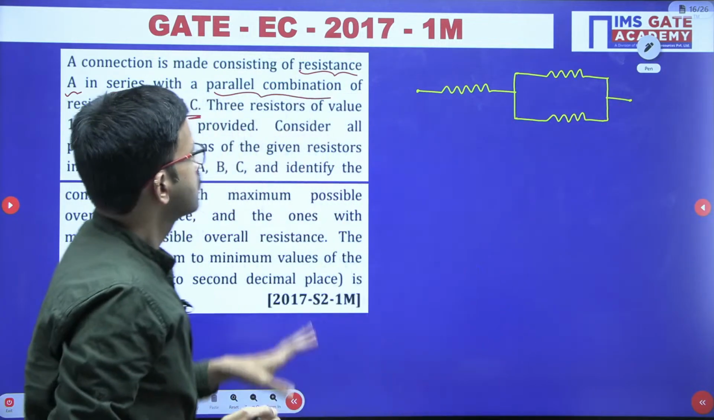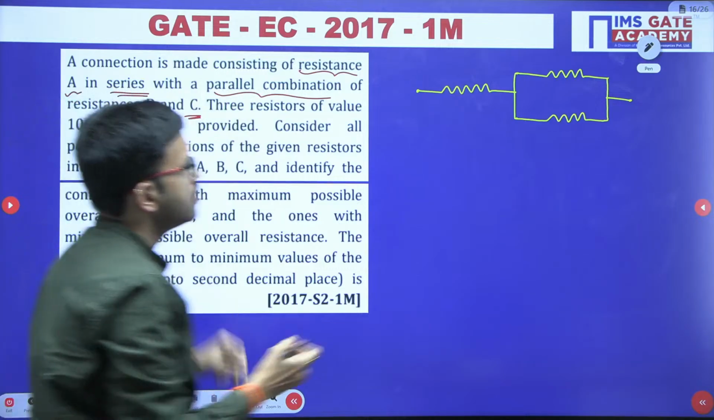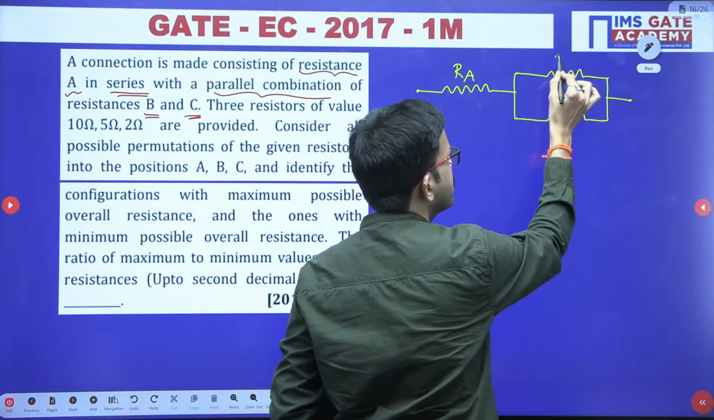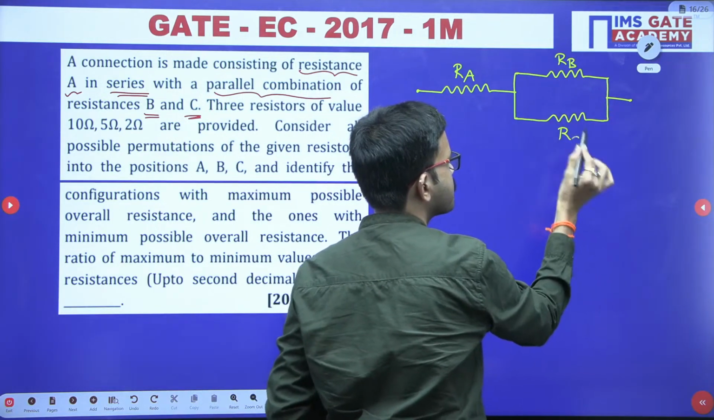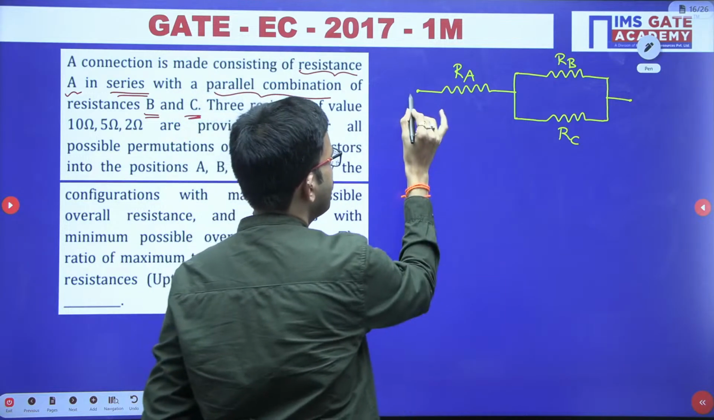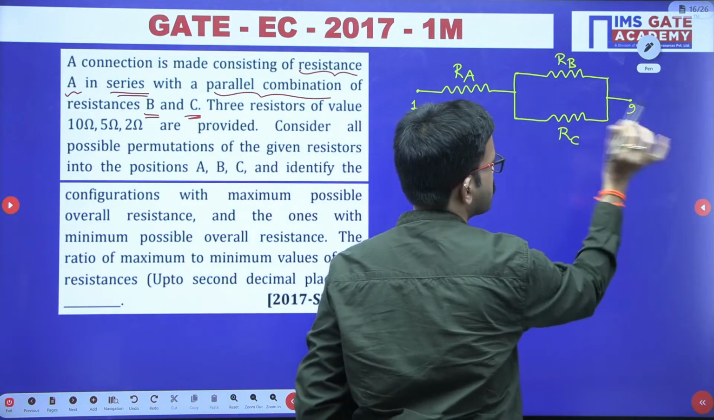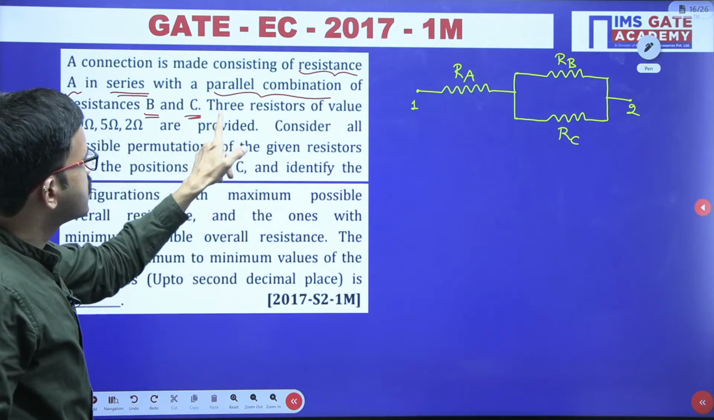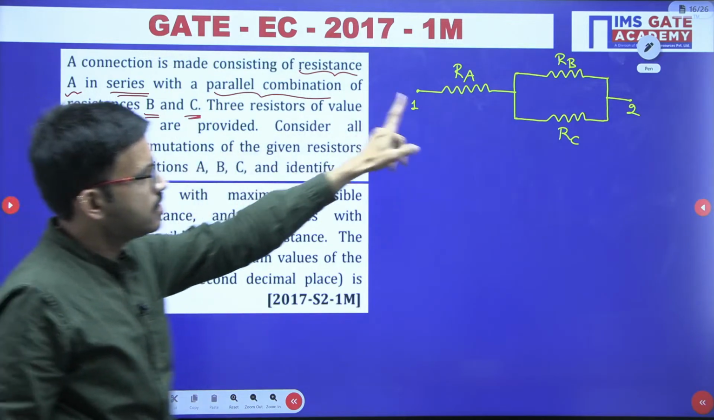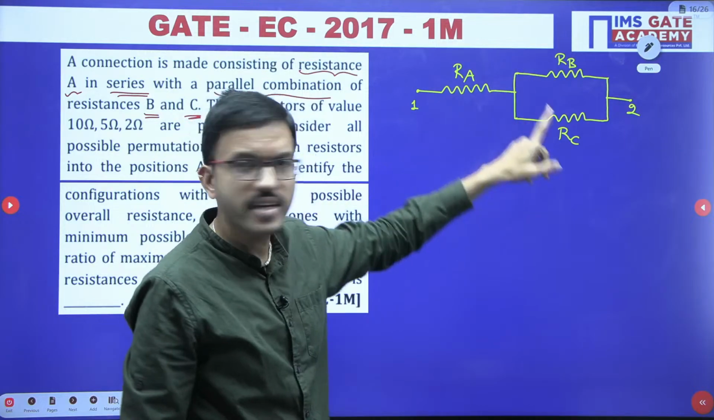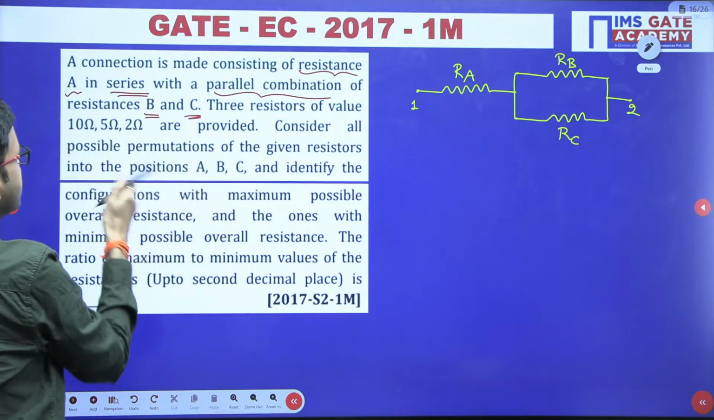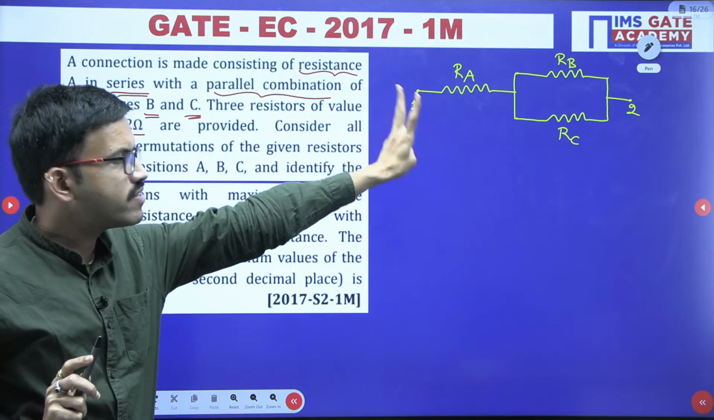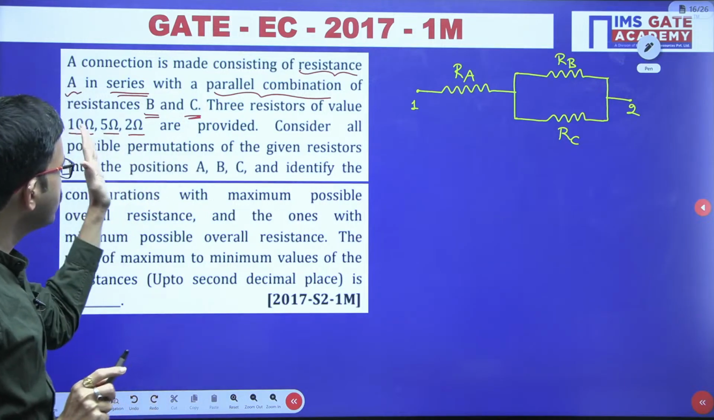So here you have one resistor A, which I am labeling as RA, which is in series with a parallel combination of two resistors, RB and RC. For the timing I am labeling this node as 1 and this node as 2. Now let us continue further. Here you have a total of three resistors: RA, RB, RC. Regarding the resistors, they have mentioned the values 10 ohm, 5 ohm, 2 ohm. Since you have three resistors, they have given three values.